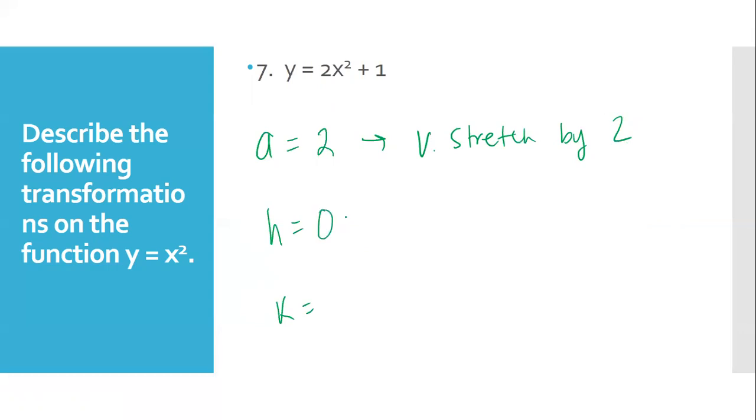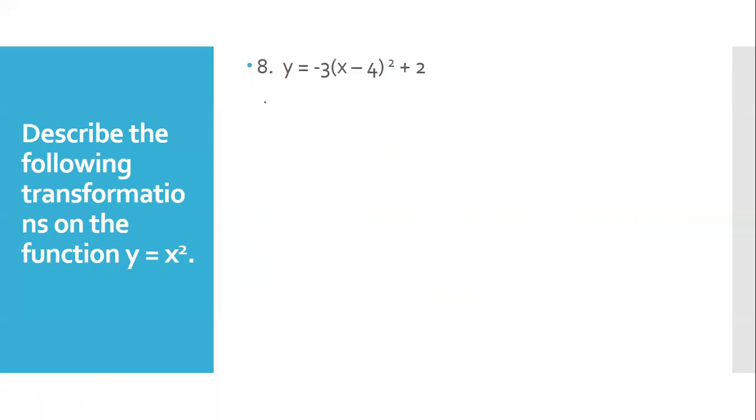Our H in this case is? Our H is 0. There is nothing within parentheses, right? So H is 0. So you can go on. And our K is 1, which tells us we went up 1 unit. Still cool? All right. We have A, H, K.